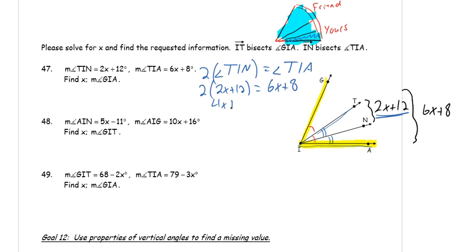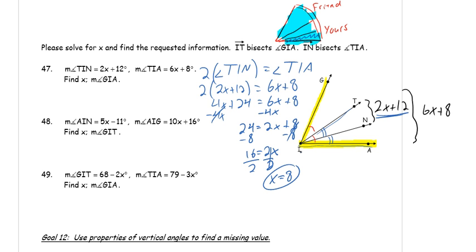Distribute, so you get 4x plus 24 equals 6x plus 8. Subtract 4x from both sides. You get 24 equals 2x plus 8. Subtract 8. 16 equals 2x. Divide both sides by 2. X equals 8. There's one part of your problem. So you found x equals 8.